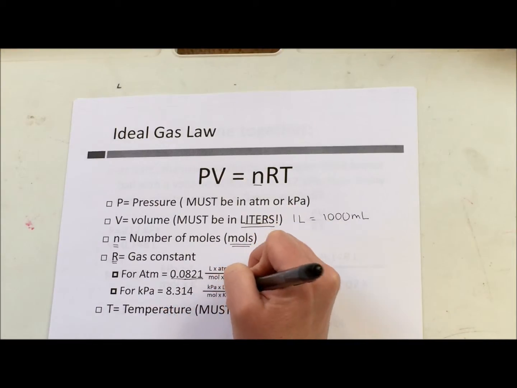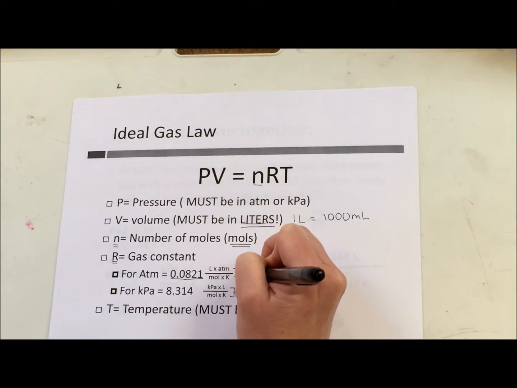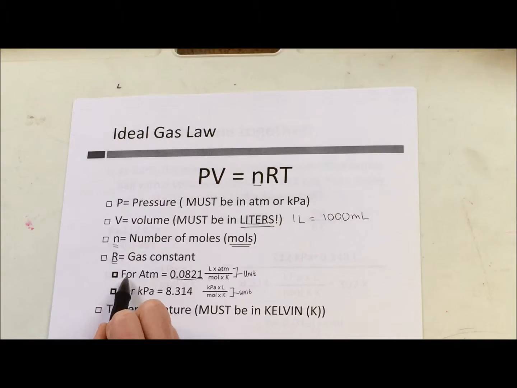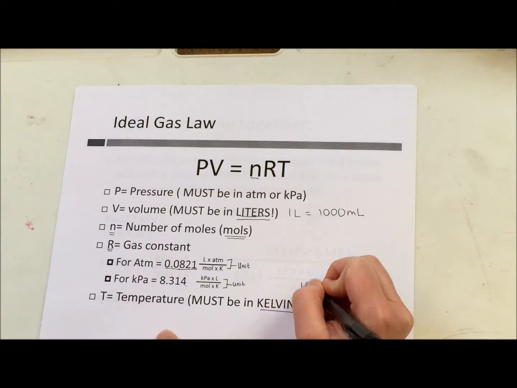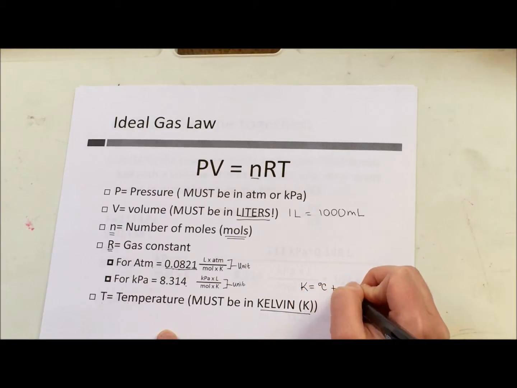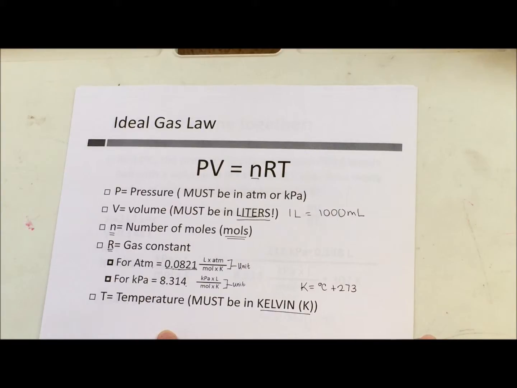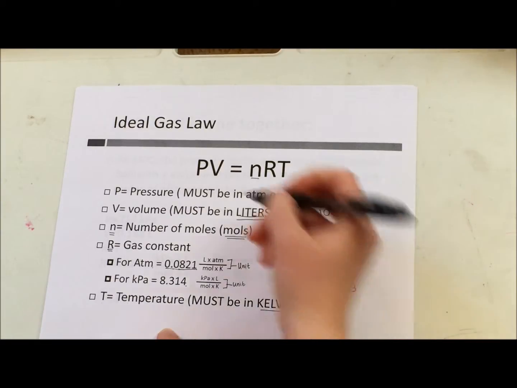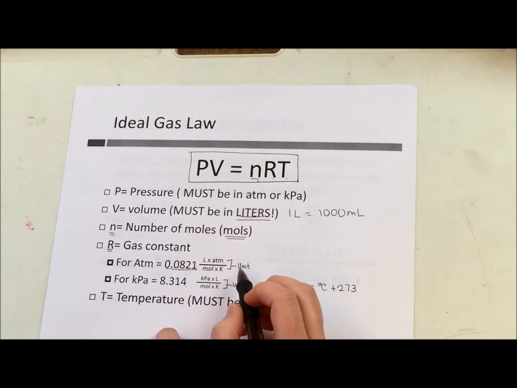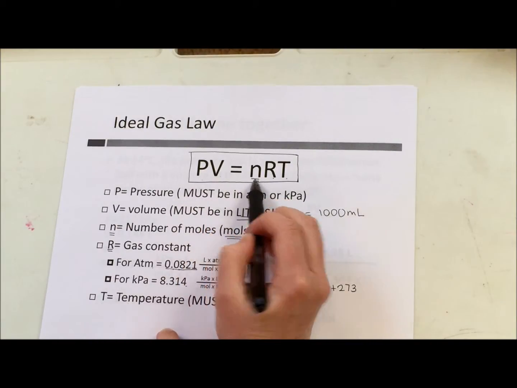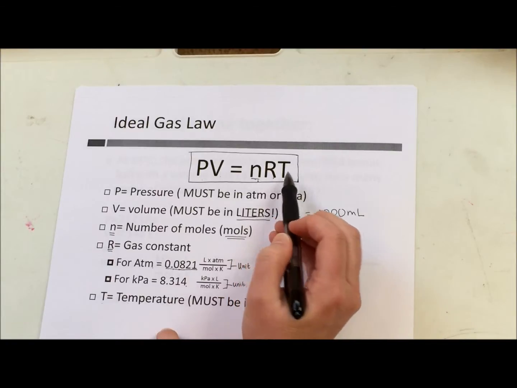This here is not equations, they are just units. You can choose to write it down on your foldable, but you might find it easier to write that for atm it's 0.0821, and for kPa it's going to be 8.314. Now T is going to be temperature, and notice that it must be in Kelvin again. So don't forget that Kelvin is equal to your degrees Celsius plus 273, which you can also find in your foldable that you have on your desk. So the ideal gas law is going to be PV equals nRT. P for pressure, V for volume, N for moles, R is our gas constant, and T for temperature.